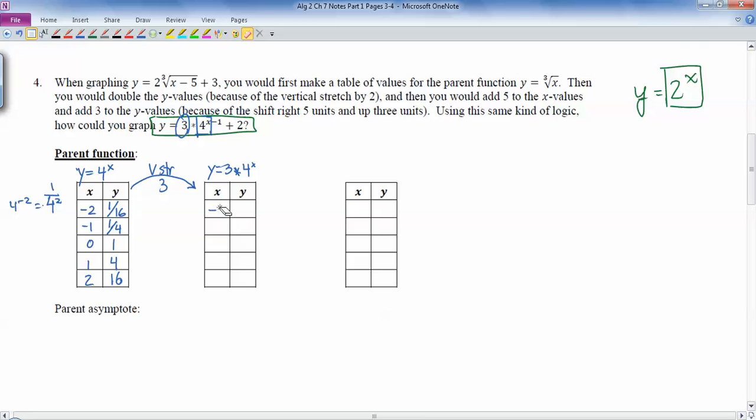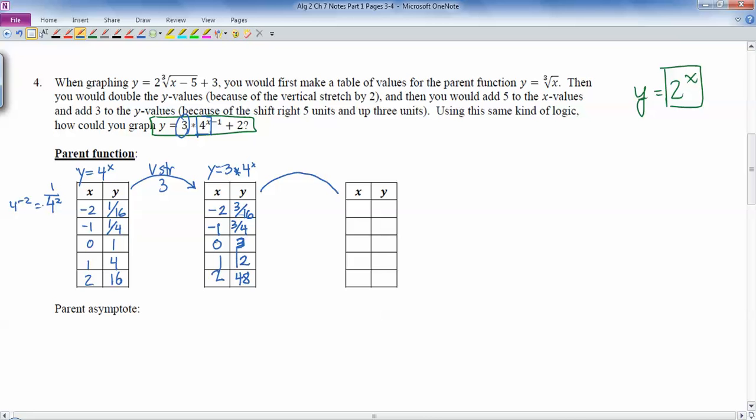-2, -1, 0, 1, 2. And the y's all get multiplied by 3. So instead of 1/16, we've got 3/16. We've got 3/4. We've got 3, 12, and 48.